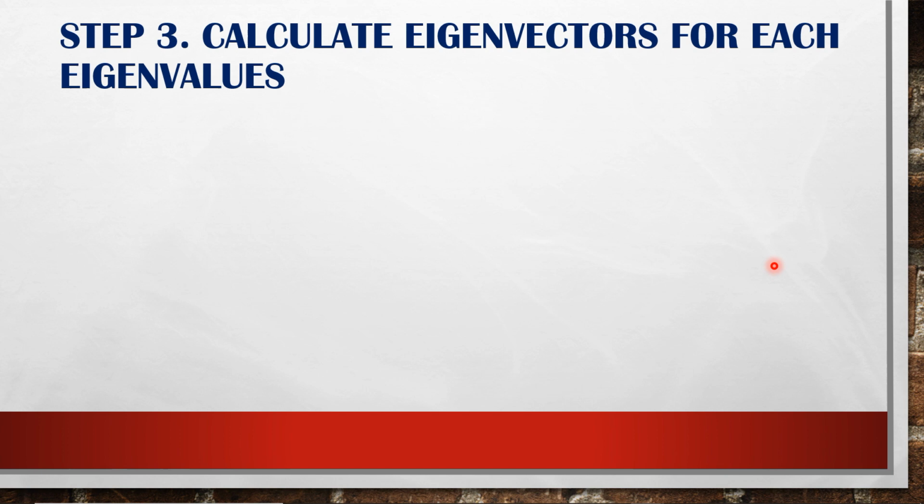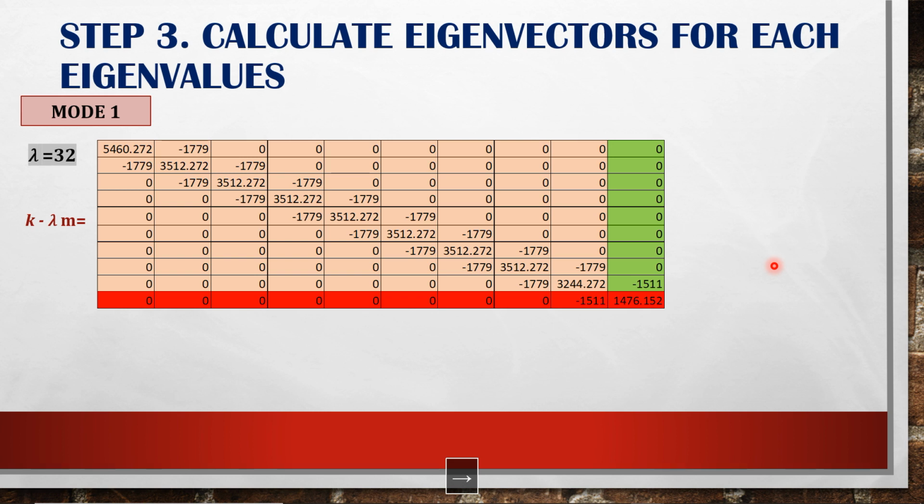Step 3, calculate the eigenvector for each eigenvalue. So, using the eigenvalues we generated earlier, we can solve for our eigenvectors. For mode 1, we have lambda, which is our eigenvalue, equal to 32. This is our matrix of characters where our characteristic equation is plugged in.